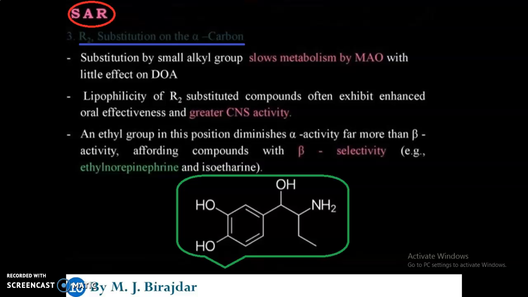R2 substitution on the alpha carbon atom. Substitution by a small alkyl group slows metabolism, with little effect on the duration of action. Lipophilicity of R2 substituted compounds often exhibits enhanced oral effectiveness and greater CNS activity. An ethyl group in this position decreases alpha activity far more than beta activity, giving a compound with beta selectivity. Example of this is ethyl norepinephrine and isoetharine.